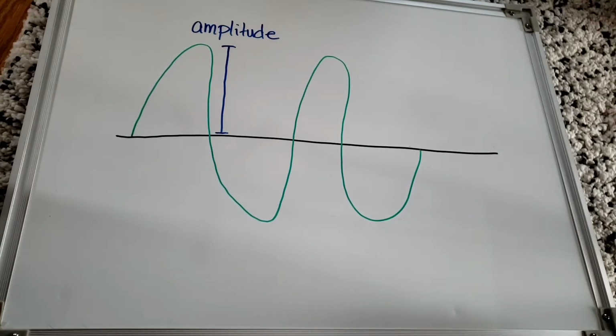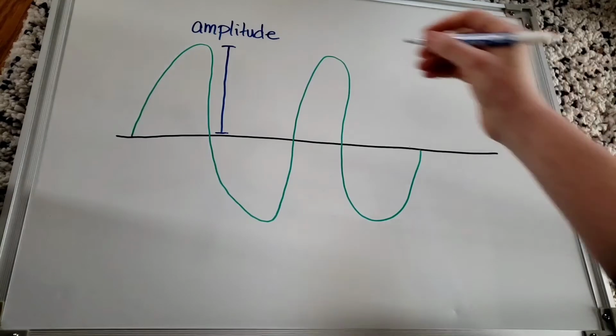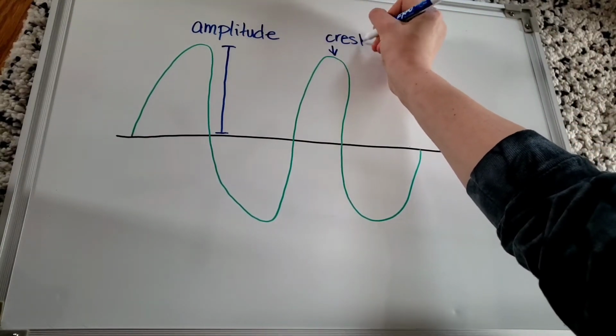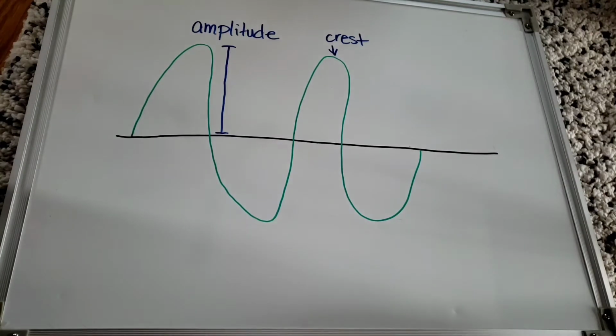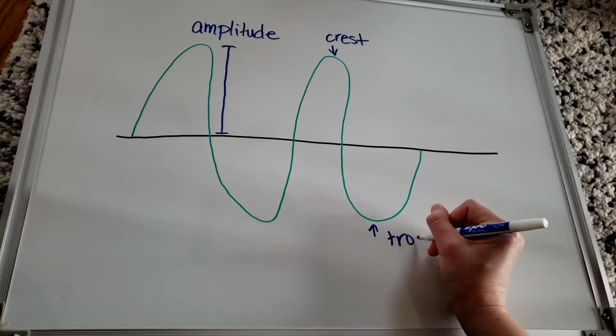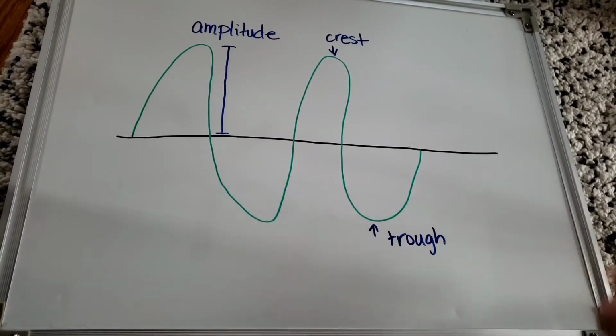Next, we have the crest of the wave. The crest of a wave is the top of the wave. Then we have the trough of a wave. Trough sounds like it's going to be spelled T-R-U-F-F, but it's actually spelled T-R-O-U-G-H. So that's the trough of a wave, the bottom of the wave.